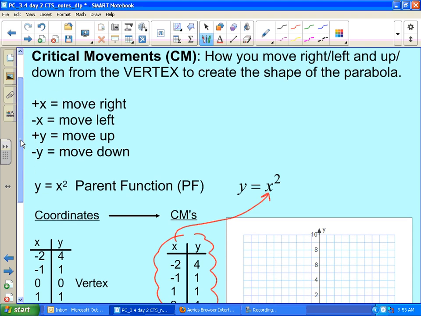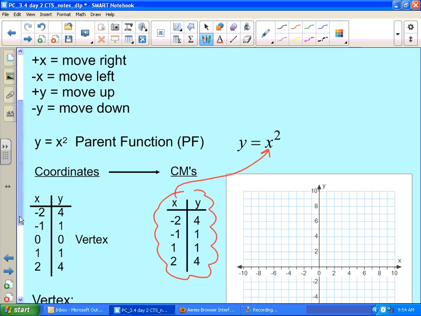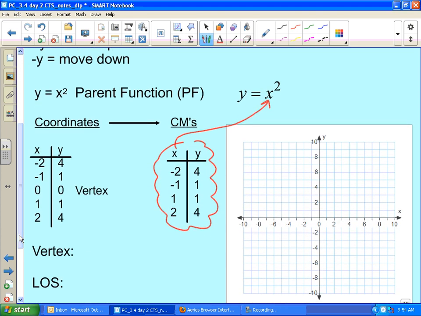So that's it. Now, what about them? In the x world, a positive x means to go right, and a negative x means to go left, just like a number line. And in the y world, positive means to go up, and negative means to go down. So when you see these coordinates that have now been referred to as critical movements, you think of them as right, left, up and down. Don't think of them as x's and y's per se.